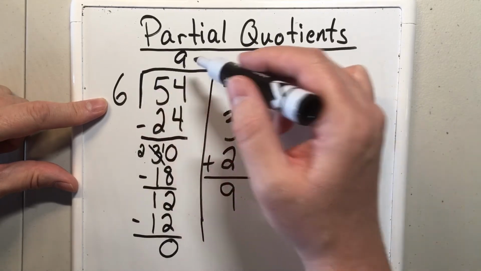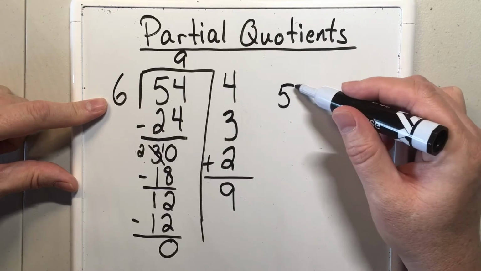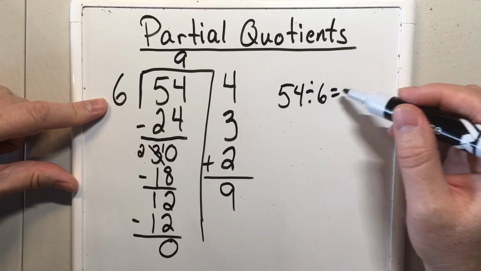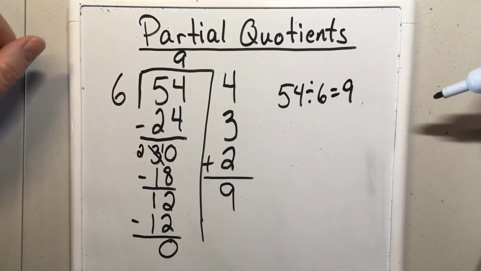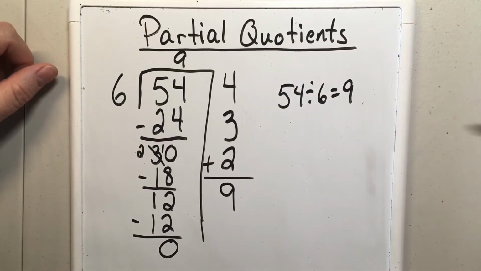54 divided by 6 equals 9. If you want to get a little bit more fluency, write it like this. Okay, and if you are the type of kid that knows your fact families really well, then you'll understand this expression.